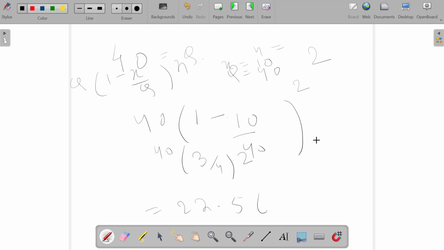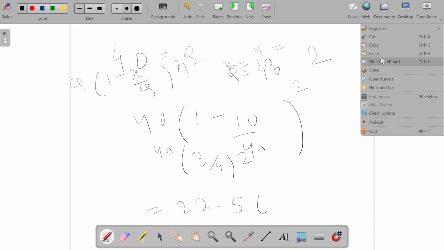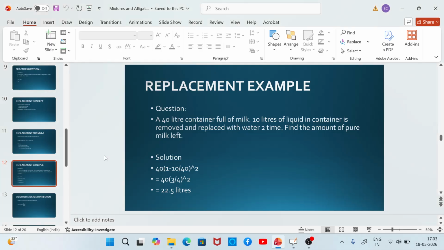Here Q is 40, X is 10 and N is 2. So 40 into 1 minus 10 by 40 to the power 2. So 1 minus 10 by 40 is 1 minus 1 by 4, which is 3 by 4. So 40 into 3 by 4 whole square equal to 22.5 liters. So this was the application of the formula, and remember that formula.